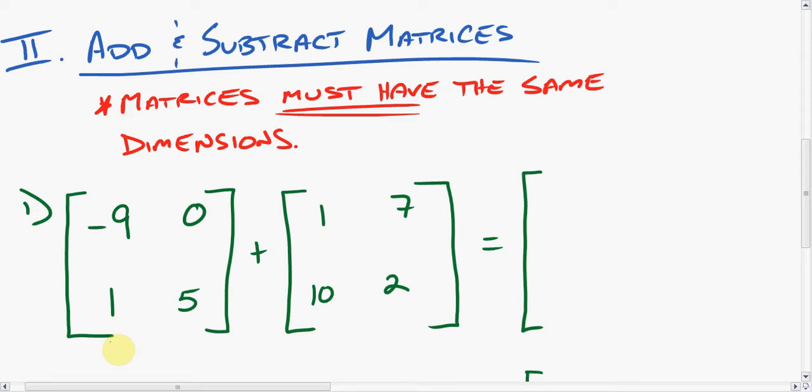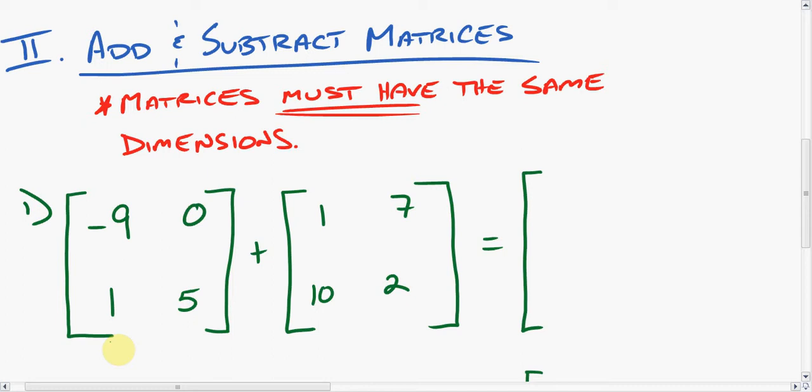This is section 3.5, part 2, and we are going to add and subtract matrices. So I've written here a little rule in red which is very important. It says that matrices must have the same dimensions. In order to add two matrices together or subtract them, the matrices have to have the same dimensions, which means they have to be the same size.